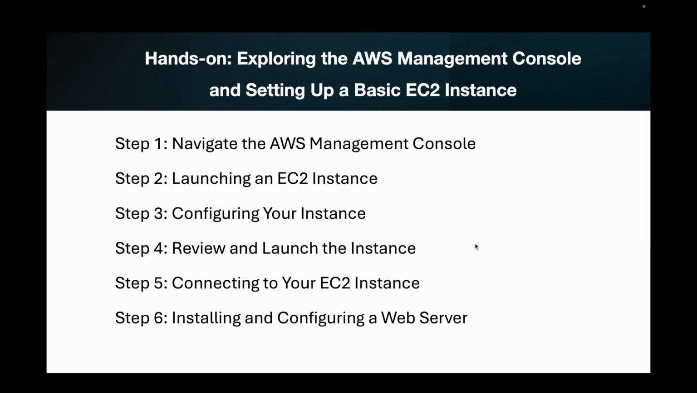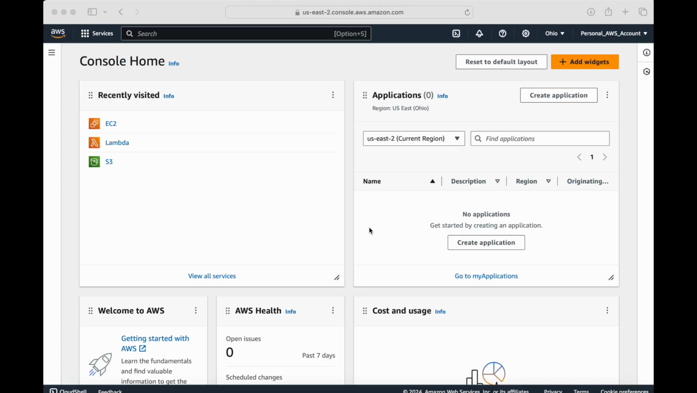Let's get started. Let's start with our hands-on experience, where we will explore the AWS Management Console and deploy our first EC2 instance. So step 1 was to navigate to the AWS Management Console. As soon as you log in, the thing that you see is called the AWS Management Console. This is the web-based interface where you can access and manage all your AWS services.